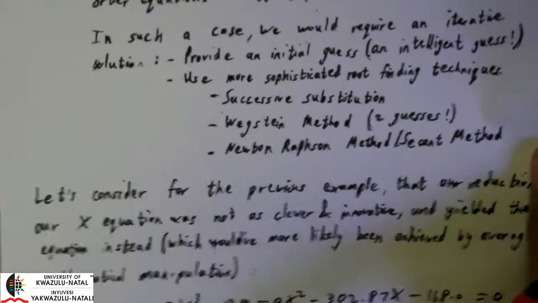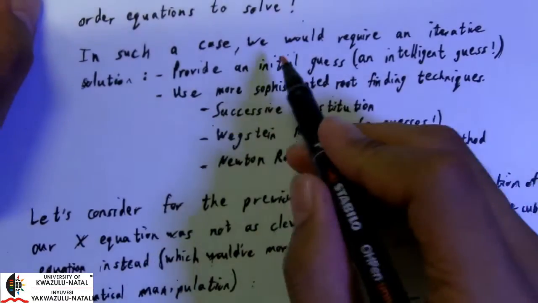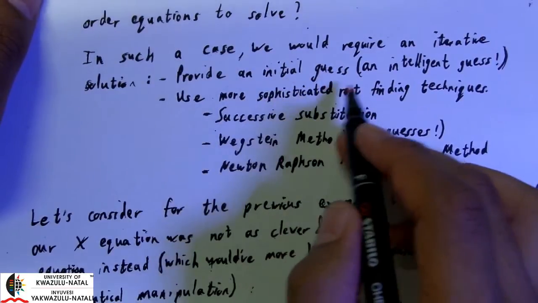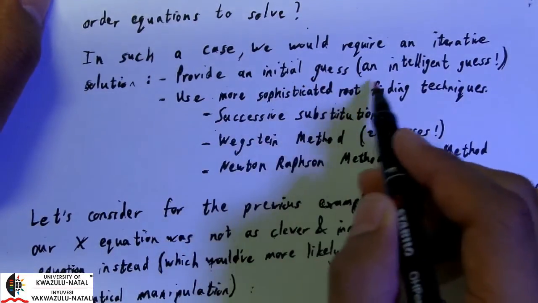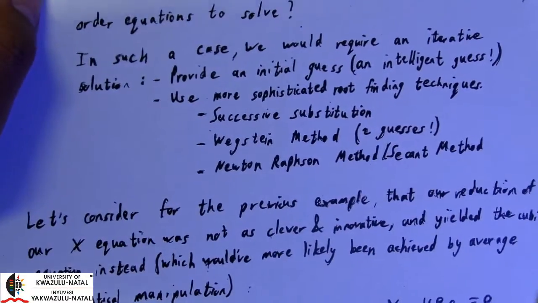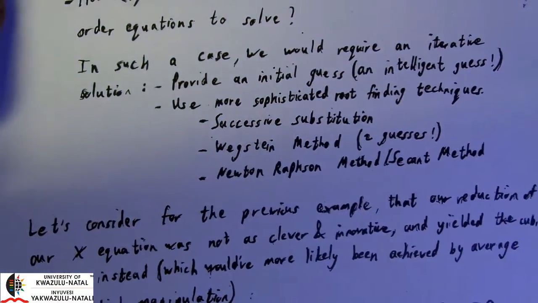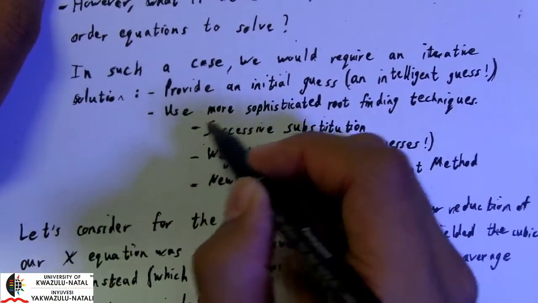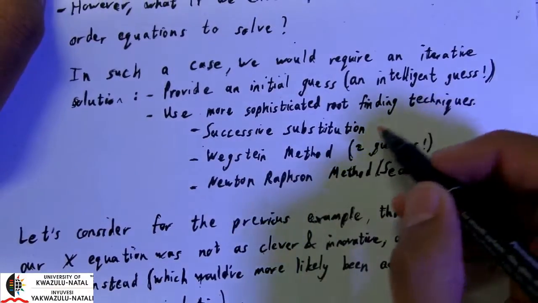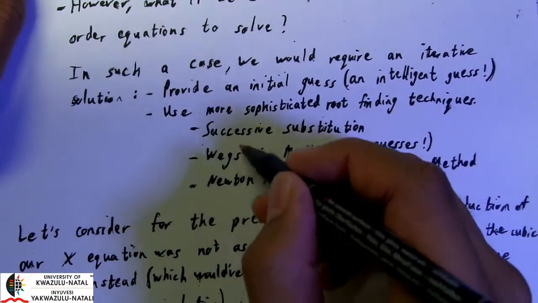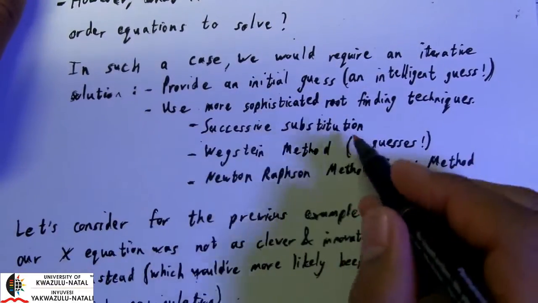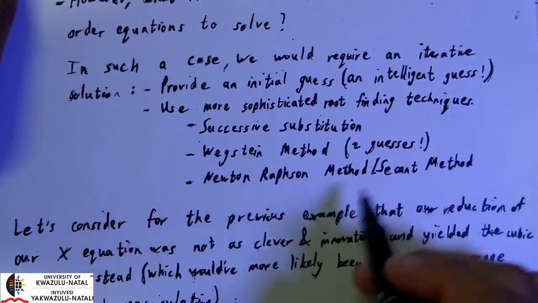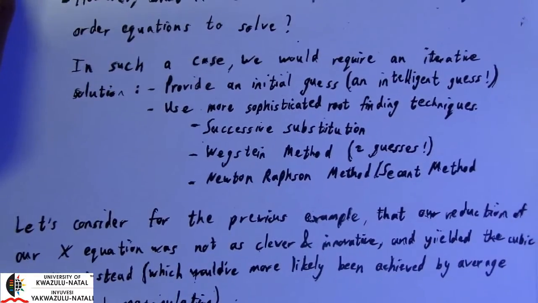In the case of an iterative solution, we would require an initial guess for our x value. Okay, and it needs to be an intelligent guess. We can't guess for negative x values or any other value for that matter. And we ultimately need to use more sophisticated root finding techniques. And there are three popular techniques. One is successive substitution, one is the Wegstein method, and the other is the Newton-Raphson method or the secant method.